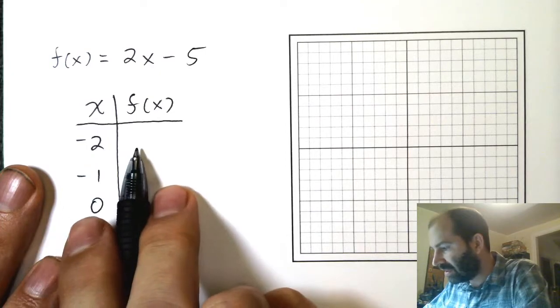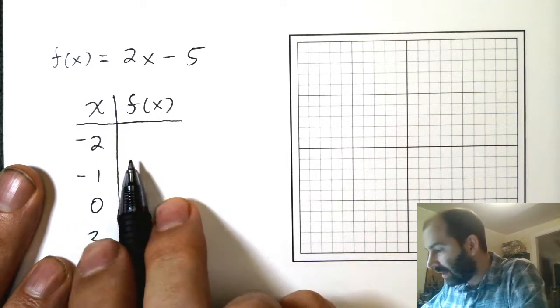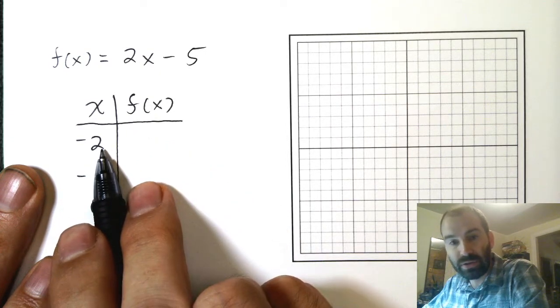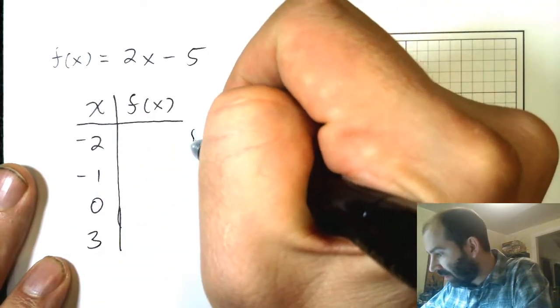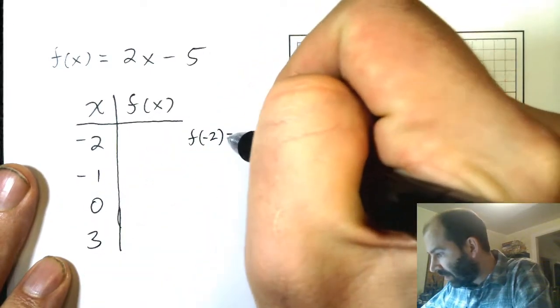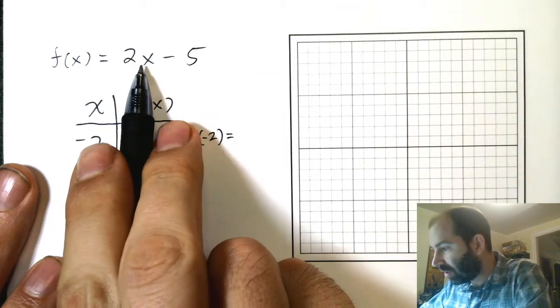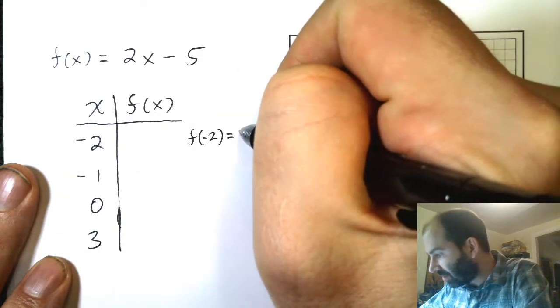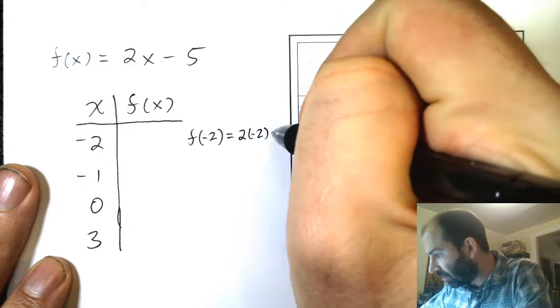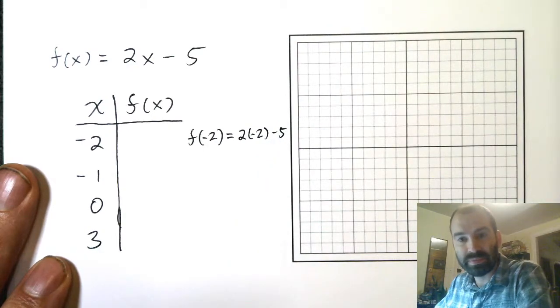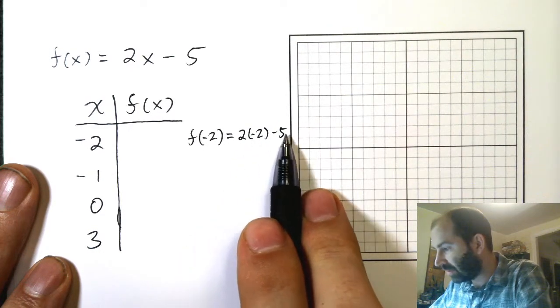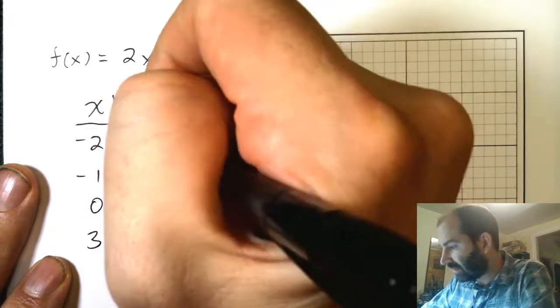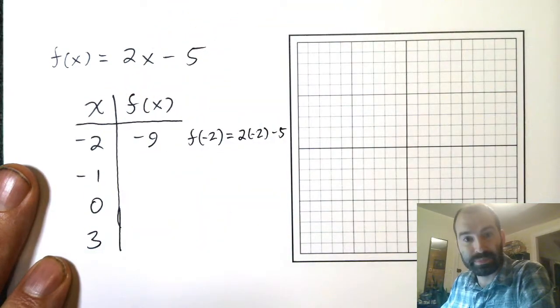Now let's plug these into the function and see what we get. Now, to evaluate the function at -2, I'm going to be computing f of -2. What that means is to plug the -2 in place of x. So that's going to be 2 times -2 minus 5. What's 2 times -2 minus 5? Well, that's -4 minus 5, that's -9.